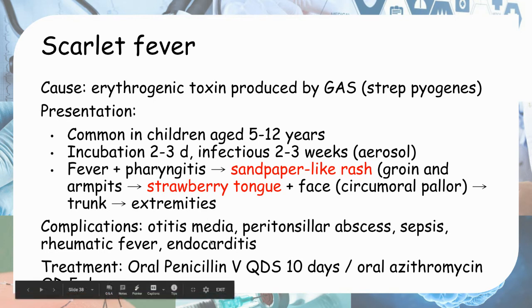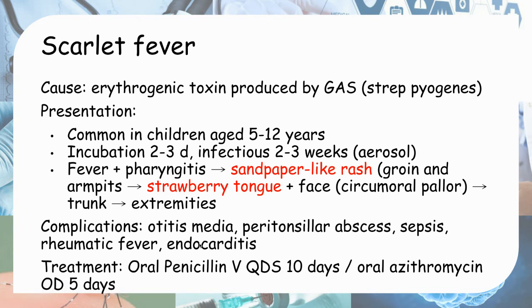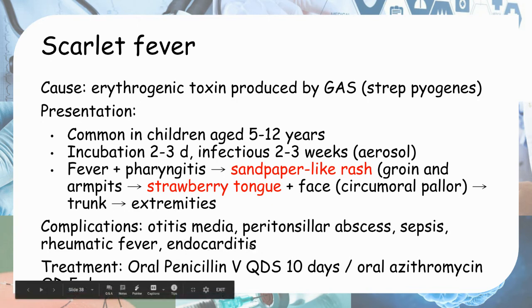Complications include local spread, otitis media, peritonsillar abscess, sepsis, rheumatic fever 2 to 3 weeks later, if it's untreated. Endocarditis is part of rheumatic fever. Treatment is with penicillin V, also known as phenoxymethylpenicillin, something like that. Penicillin V QDS for 10 days. If they are allergic to penicillin, then azithromycin.